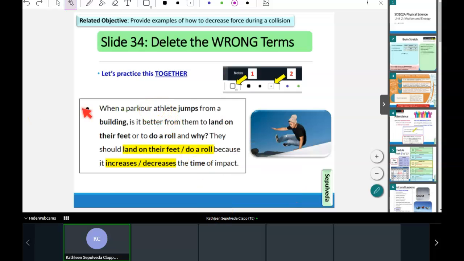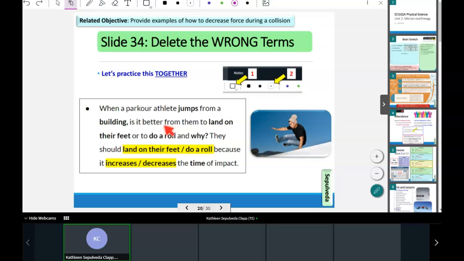So let's look at slide number 34. On the left-hand side, when a parkour athlete jumps from a building, is it better for them to land on their feet or do a roll, and why? What do you think? If you've ever heard of parkour, it's where people jump over boxes and do a bunch of rolls and stuff like that.